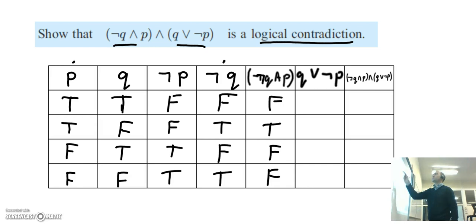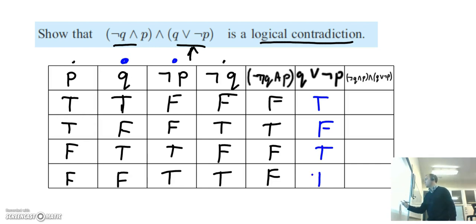The next column we're looking at this part here, so Q or not P. I'll do this in a different colour, Q or not P. So comparing the two next to each other, is it true or false? Well, that is true. Is it false and false? Is it true and true? And false and true must be true.